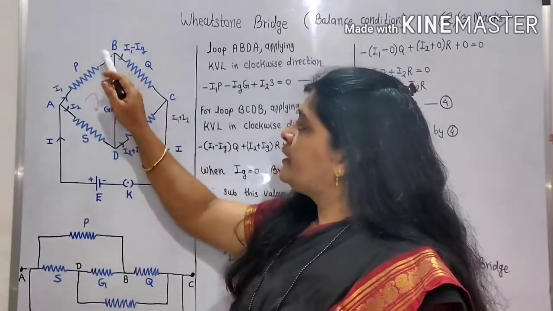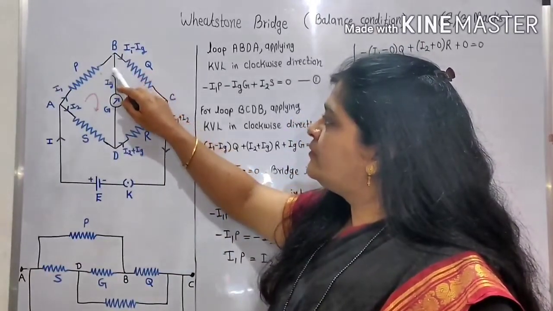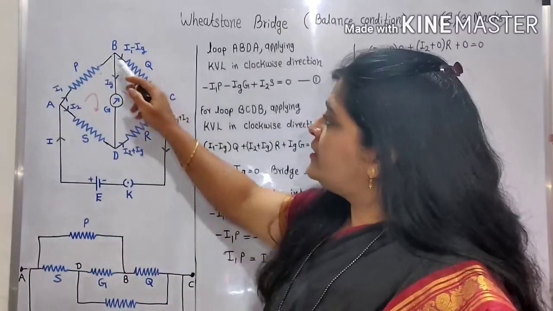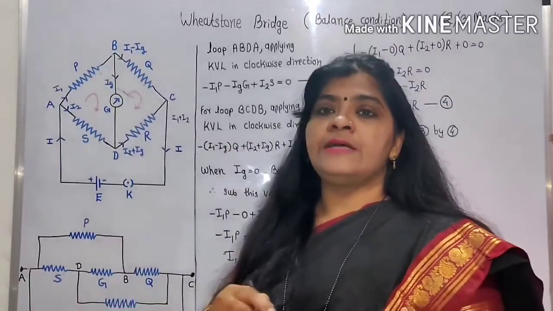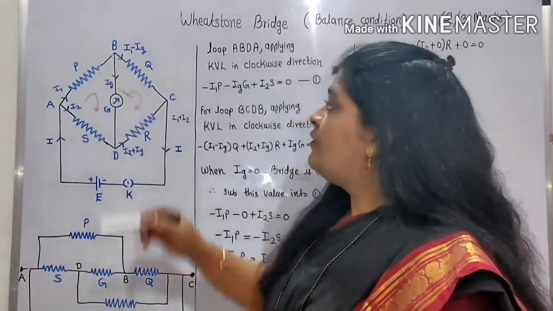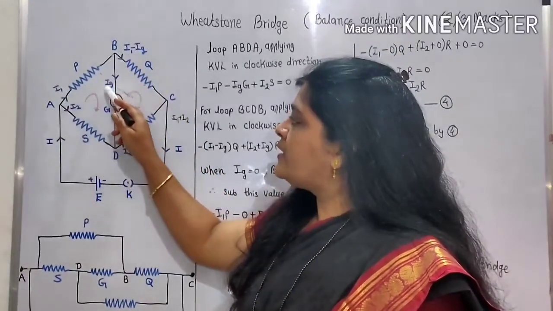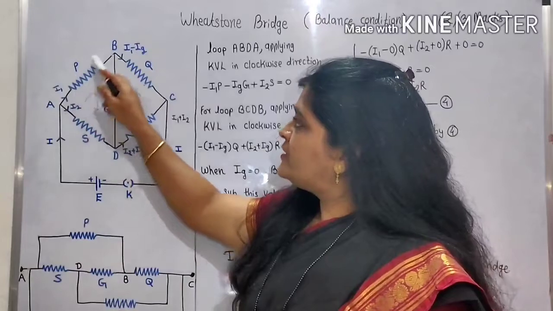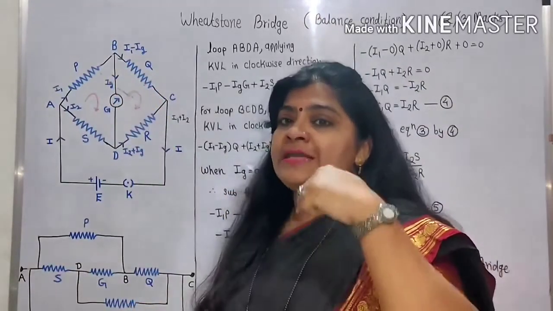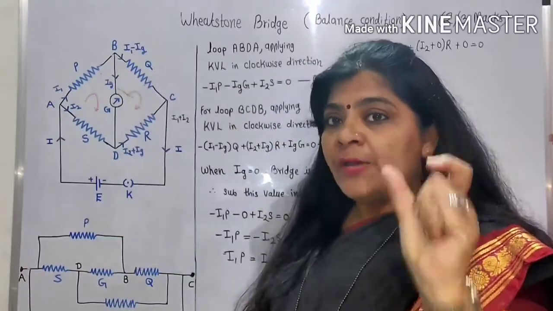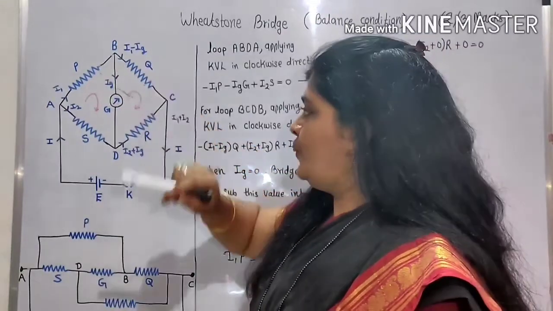At junction B, the current I1 reaches point B and 2 branches are formed. The current flowing through the galvanometer is taken as IG, and the remaining current flowing through the resistance Q is taken as I1 minus IG, because I1 is reaching this point. One part of the current flowing through the galvanometer is IG, and the remaining part, I1 minus IG, flows through the resistance Q.